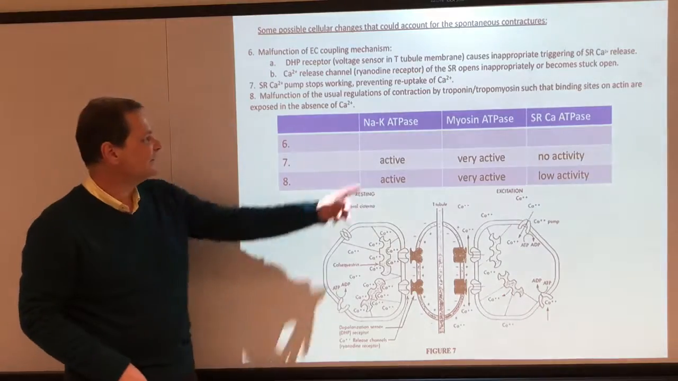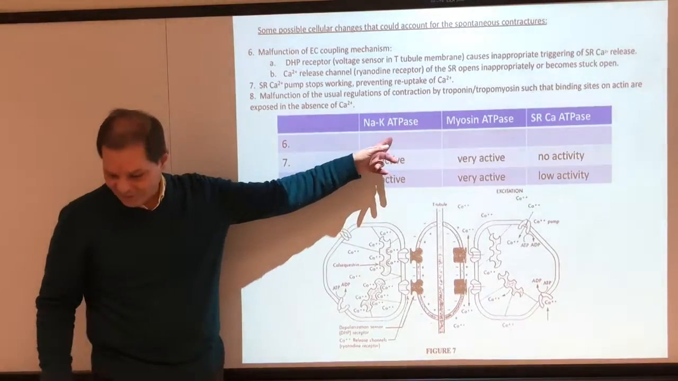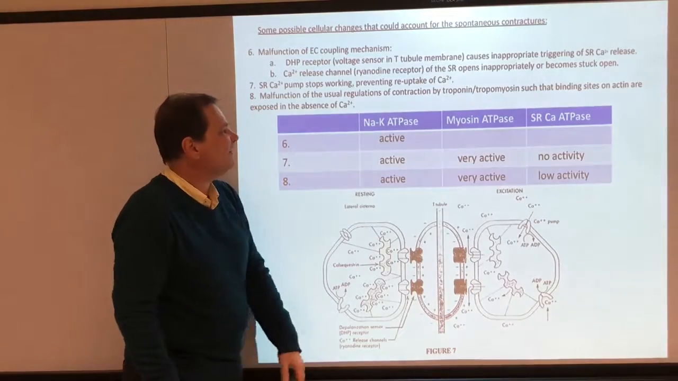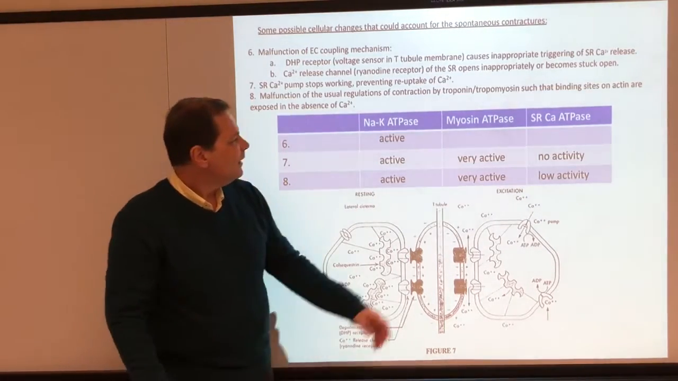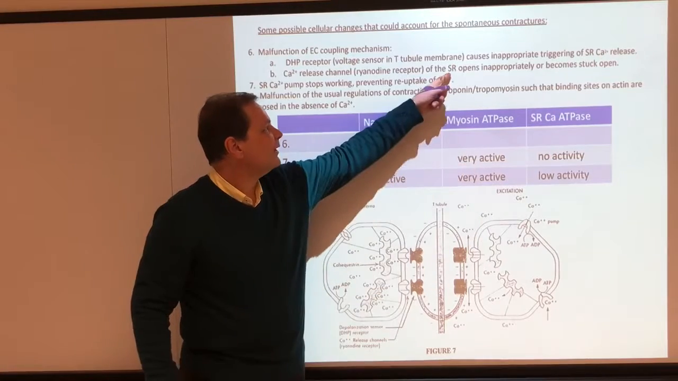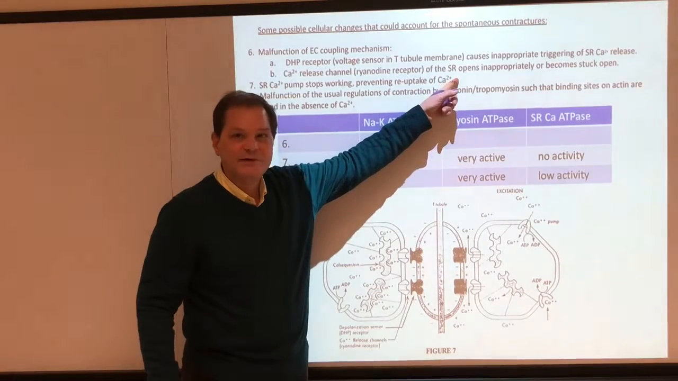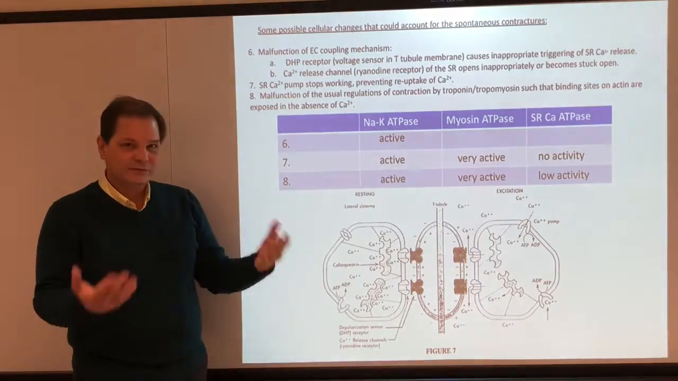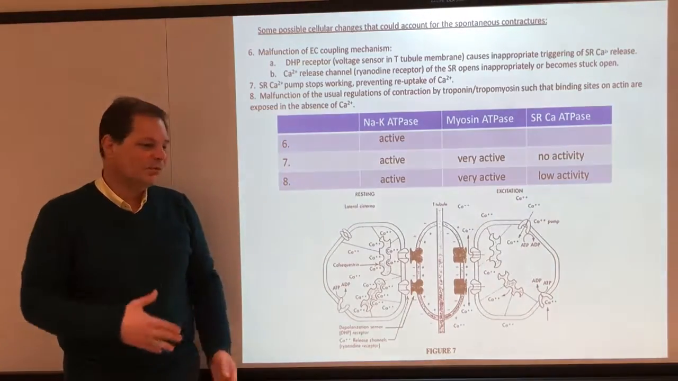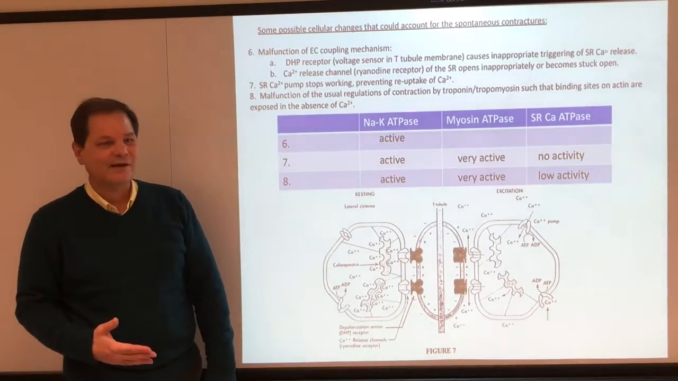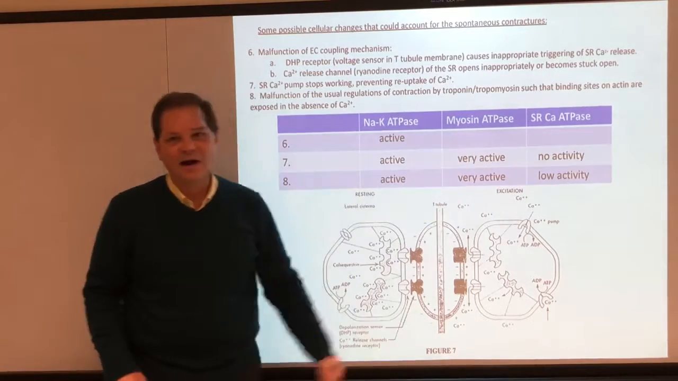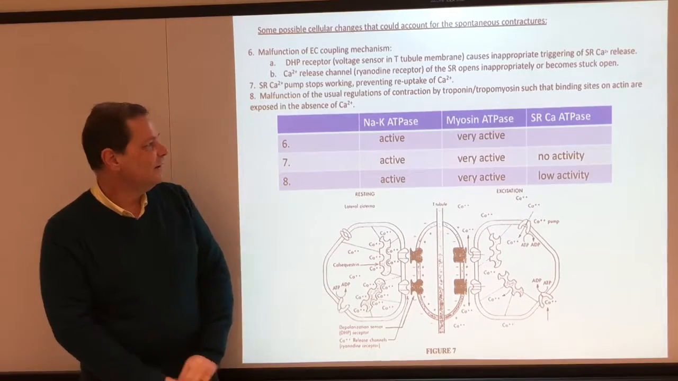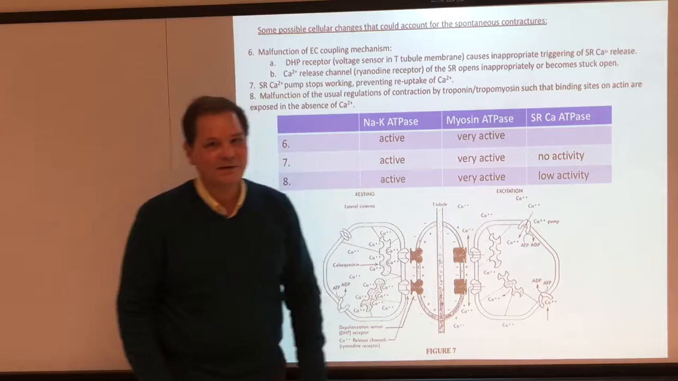So let's ask ourselves, does that affect the sodium-potassium ATPase? Probably not. It should still be active. It's in the sarcolemma and won't be affected by this. What about the myosin ATPase? Well, if we're constantly releasing calcium, or if the channel's stuck open, the calcium is going to be very high in the cytosol. Your troponin C is going to have pulled the tropomyosin away because it's bound to calcium, and you're going to have a very high rate of contraction, a high myosin ATPase rate. So far, so good. What about the SR calcium ATPase?